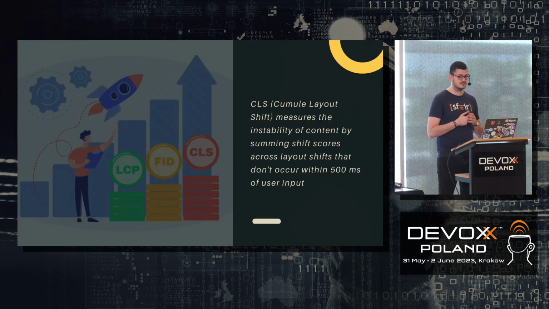So now, let's go to the cumulative layout shift metric. CLS measures the instability of content by summing shift scores across layout shifts that don't occur within 500 milliseconds of user input. This definition is quite complex, but in other words, the CLS metric represents the stability of your screen, the time before the screen is stable for the users.